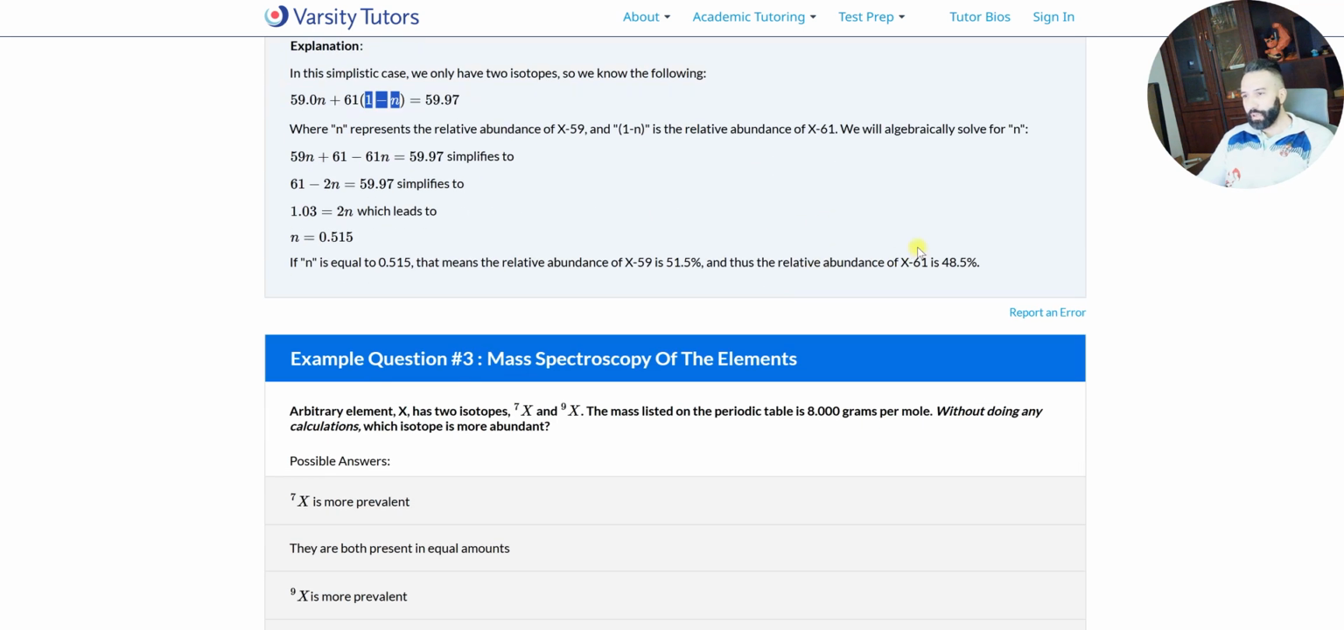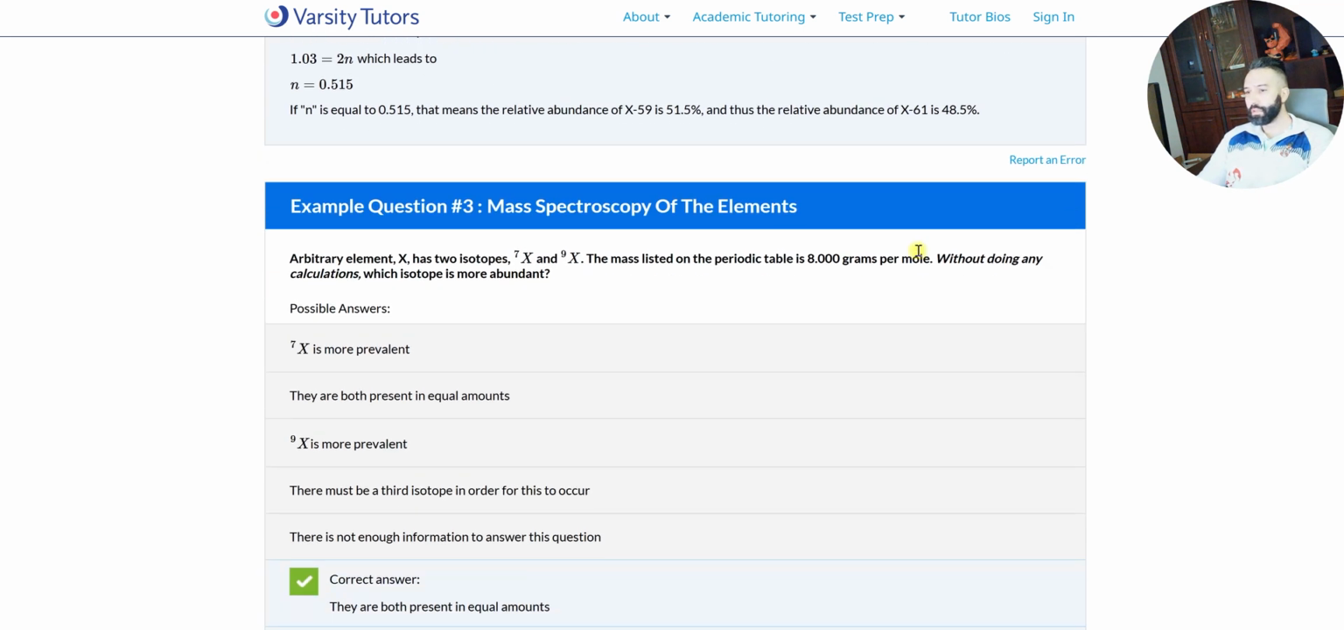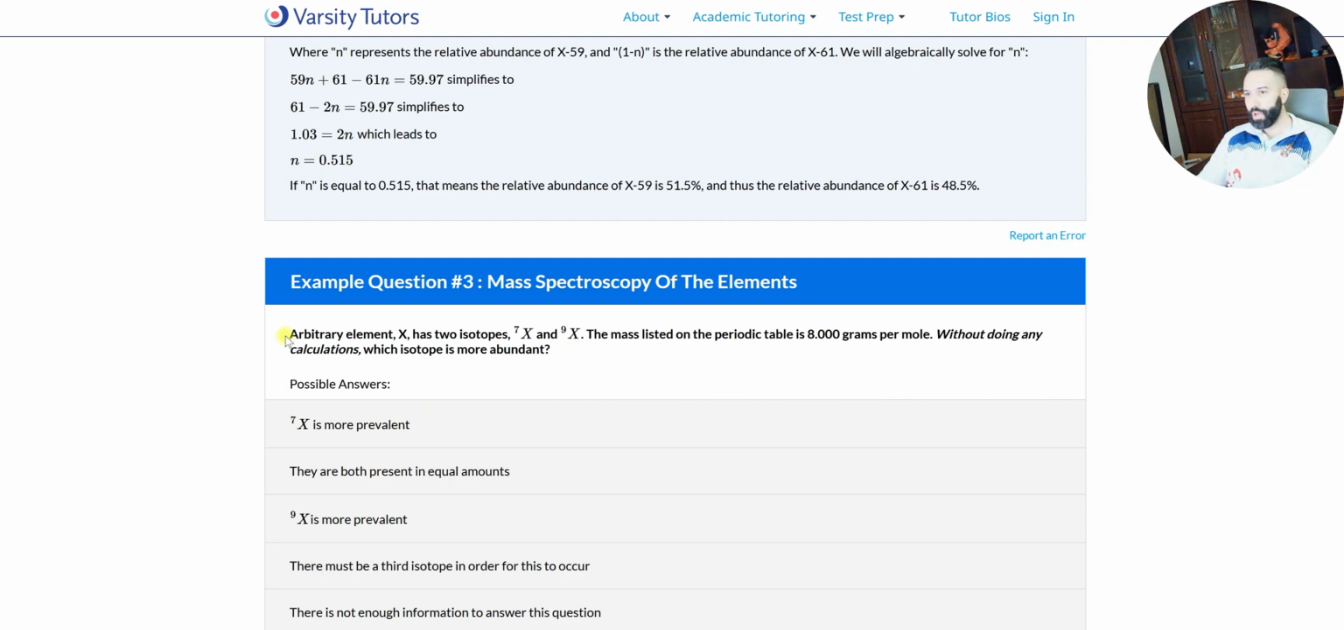Okay, let's find another. Hey, this is a simple and interesting one. Arbitrary element X has two isotopes, X with the mass number 7 and X with the mass number 9. The mass listed on the periodic table is 8 grams per mole. Without doing any calculations, which isotope is more abundant?